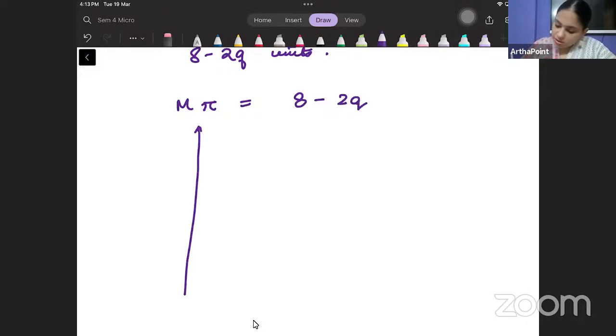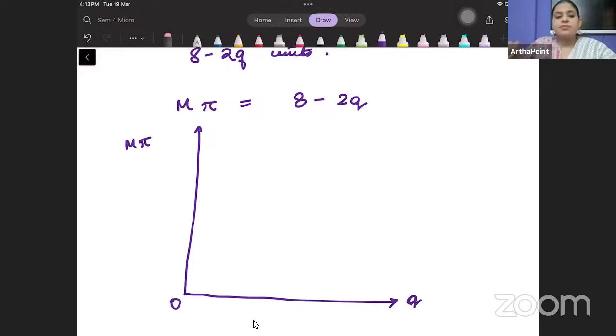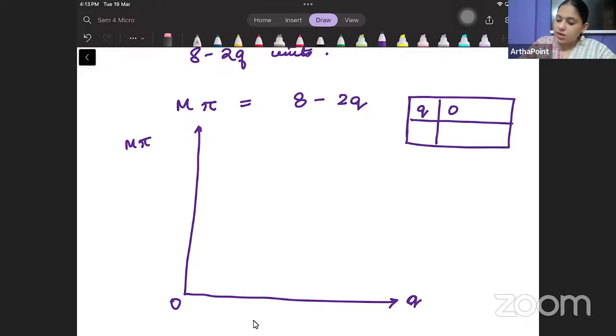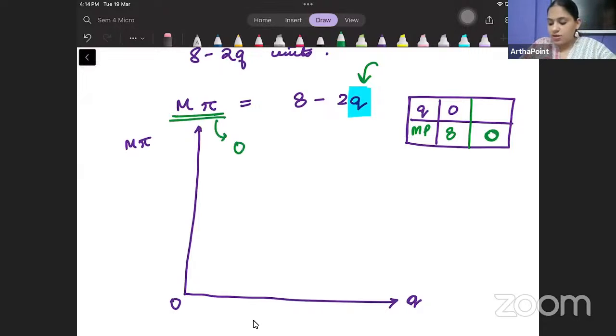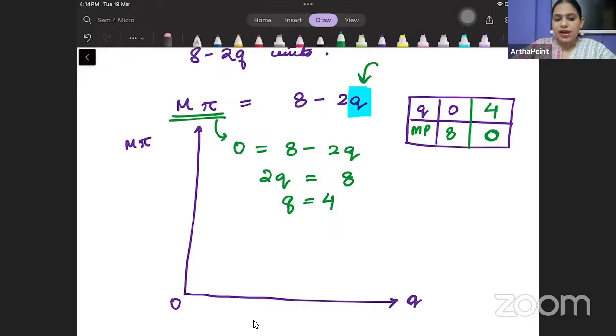तो हम क्या करेंगे, I will say that take Q here and marginal profit here. Now बेटा ध्यान से प्लॉटिंग सीखो. If I will put Q as 0, अगर मैं यहां पर 0 प्लग इन करती हूं, I will get marginal profit as 8, right? And if I will put marginal profit as 0, अगर मैं यहां 0 plug in करूं, 0 is equal to 8 minus 2Q. 2Q is equal to 8. Q is equal to 4. So I will get Q as 4.